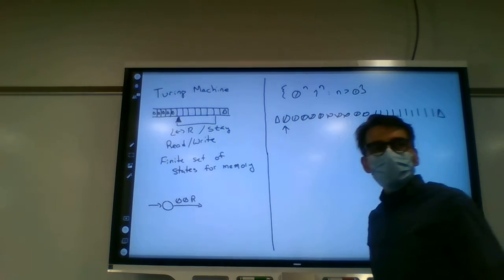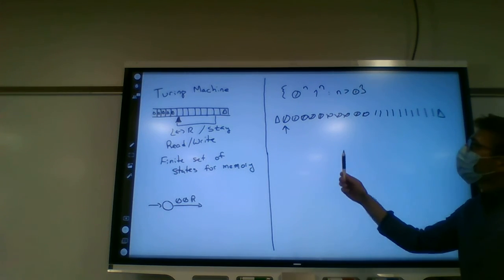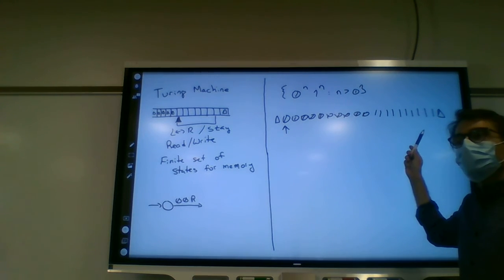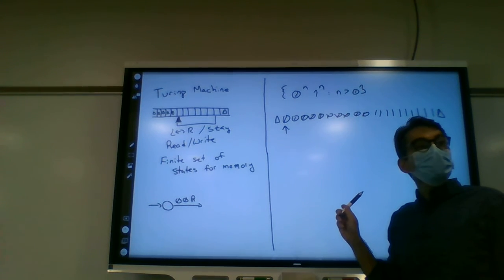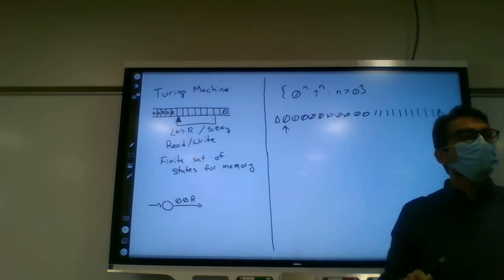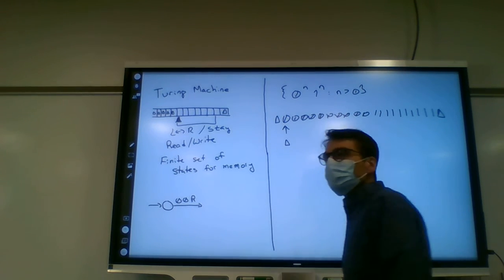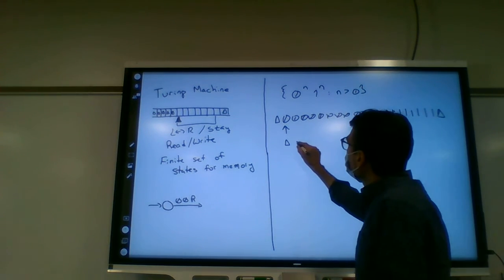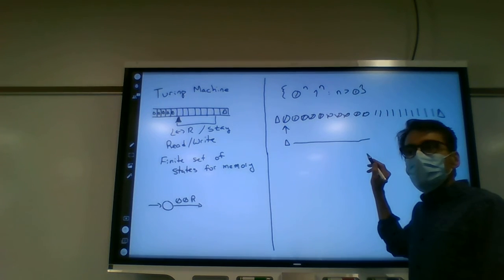So let's take a look at this 0. And we say, okay, what do we need to do with this 0? In order to tell whether the number of zeros is the same as the number of ones, we're going to need to match this 0 with a 1 somewhere. Right? So what could we do? We could turn this 0 into this symbol. And then do what? Then start moving to the right until we get where? A 1. The first one?